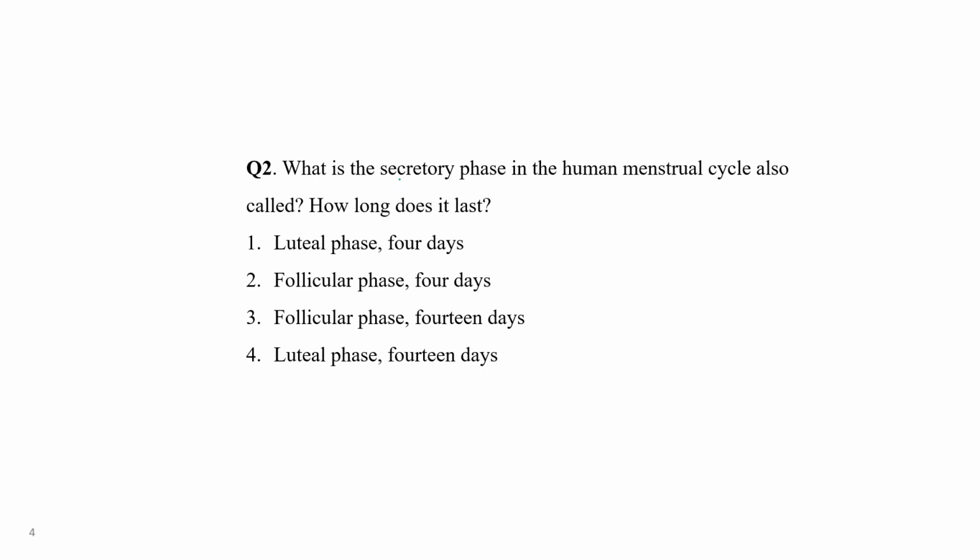Okay, now next question, question number 2. Which is the secretory phase in the human menstruation cycle, also called, and how long does it last? Is it luteal phase, 4 days, or follicular phase, 4 days, follicular phase 14 days, or luteal phase 14 days? So we have to analyze which is the secretory phase in the human menstruation cycle. Take 5 seconds, and after that we will discuss the correct answer.